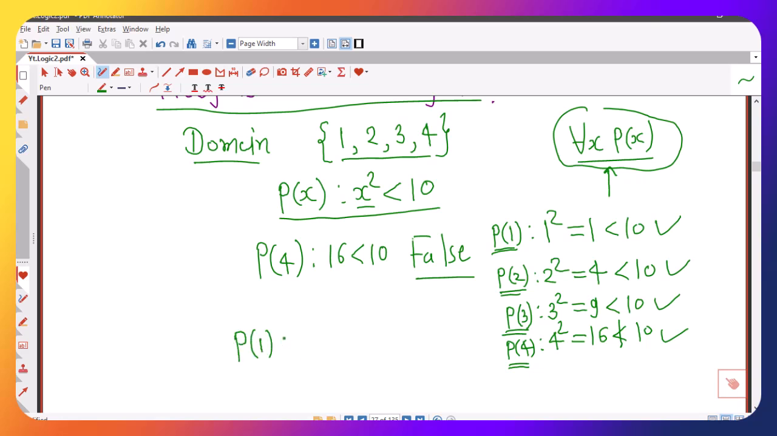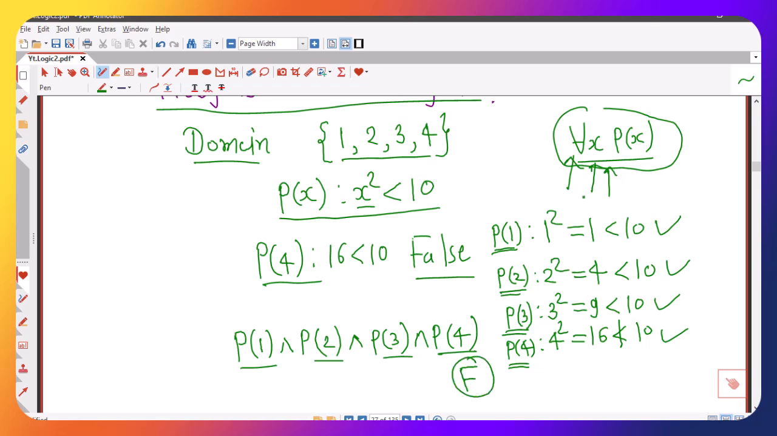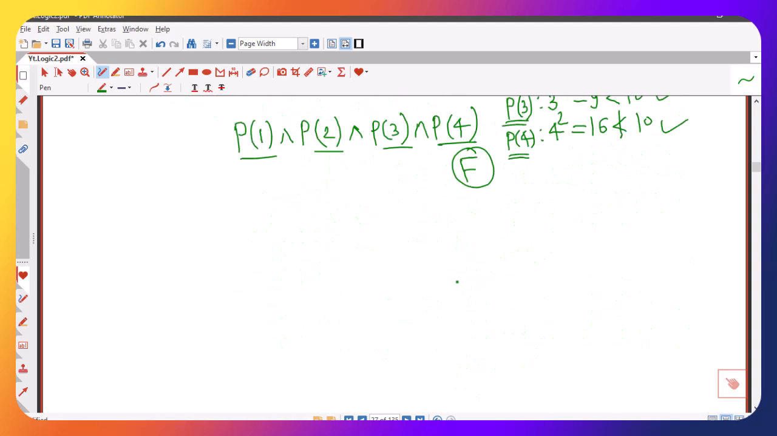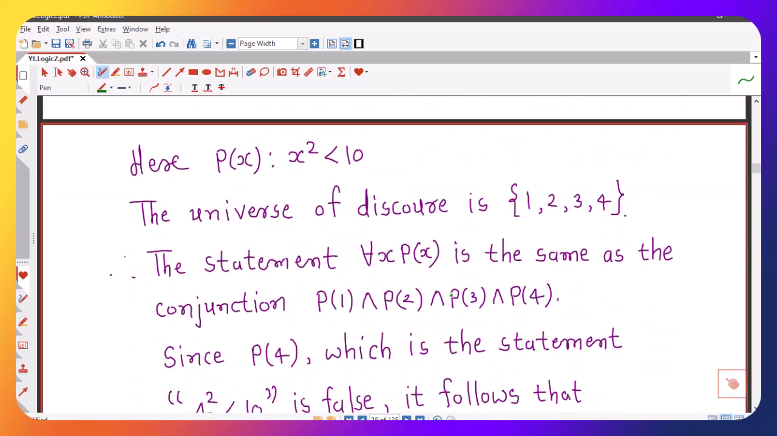We can join all these by the conjunction operator, P of 1 and P of 2 and P of 3 and P of 4. So if all of these are true, then only this quantification has truth value true, and if at least one is false, then this quantification has truth value false. So here P of 4 is not true, therefore this has truth value false. So we can write it in this way also.